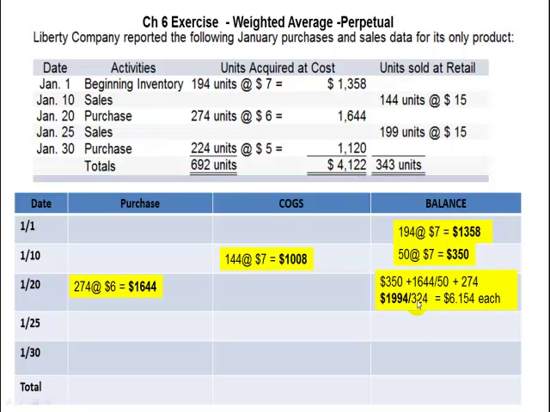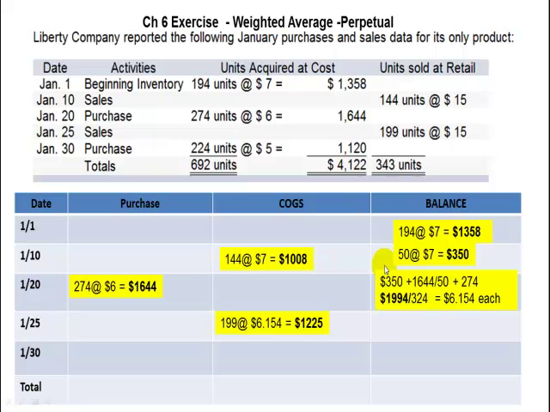And so we're going to get a weighted average cost by taking that 324 units, dividing it into $1,994, and our weighted average cost per unit on January the 20th. It's always going to be changing because we're always going to be getting new units in and selling units and so forth and so on. But right now, that weighted average cost per unit is going to be 6.154 a piece. So now let's sell 199 of these on the 25th, 5 days later.